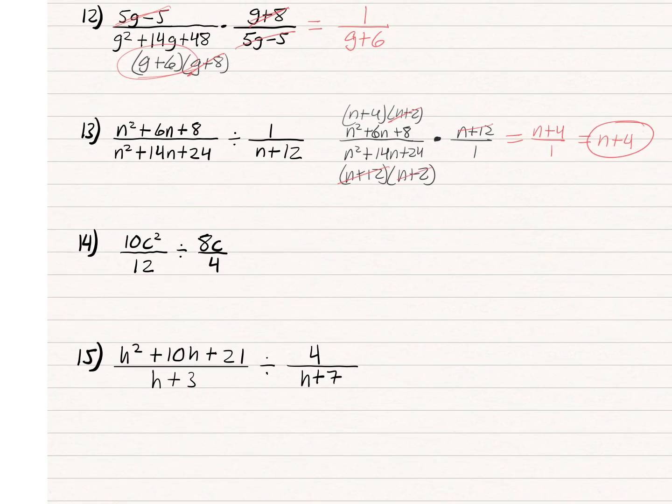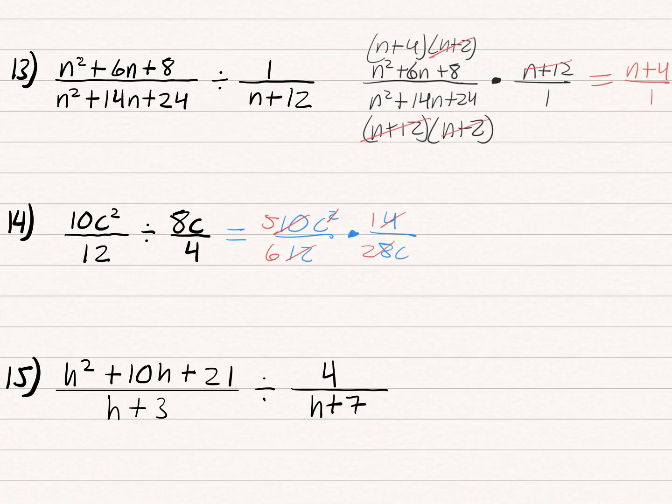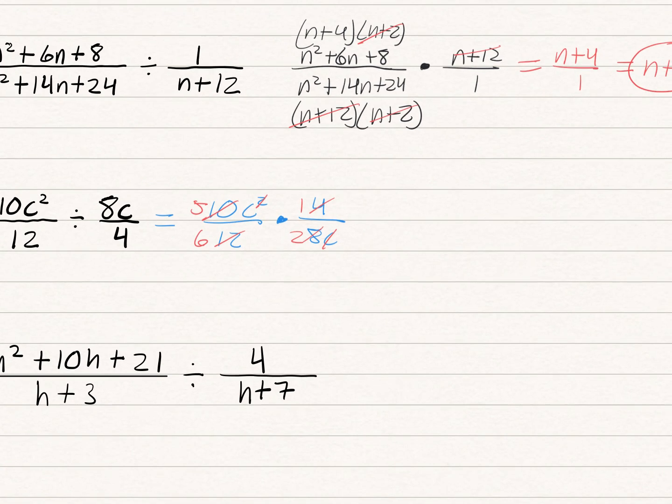And then now number 14. This one we just have monomials, single terms on the top and the bottom. So we're dividing, so I'm going to keep, change, flip: keep the first fraction, change division to multiplication, and flip the last fraction, 4 over 8c. And now we can simplify. So 4 and 8 become 1/2. 10 and 12 become 5 over 6, dividing them both by 2. And then we can take out a c on the bottom and the c on the top. So we're just left with 5c over 6 times 2, which is 5c over 12.